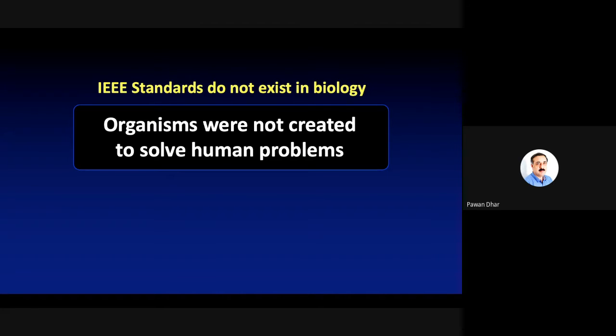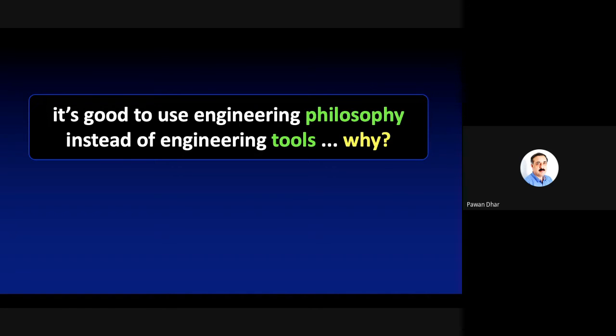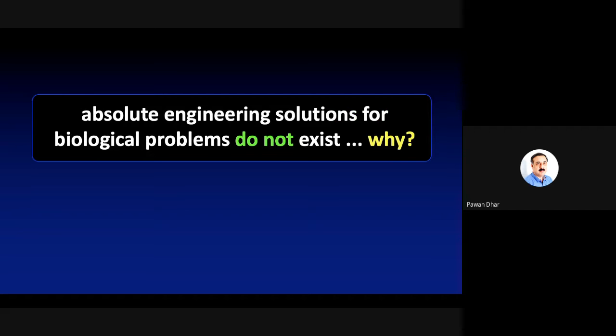IEEE standards do not exist in biology because organisms were not created to solve human problems. These are human problems, right? So it's good to use engineering as a philosophy, as an approach, instead of copying and pasting equations from engineering textbooks or using engineering tools, thinking that if I put my gene expression data into an engineering tool, I can model, construct, and deploy the system. That's not going to happen, because systems are totally different in their original nature.